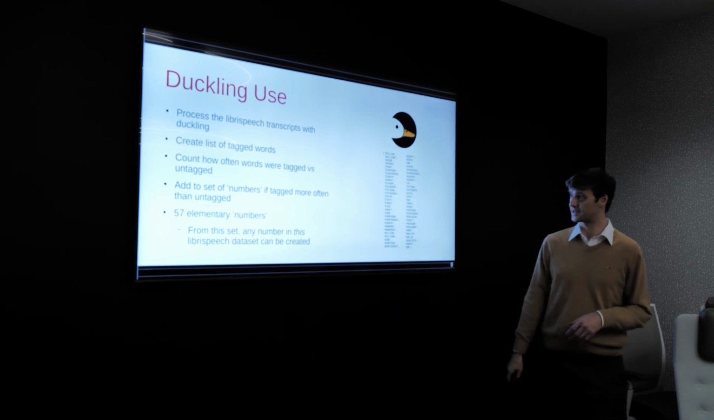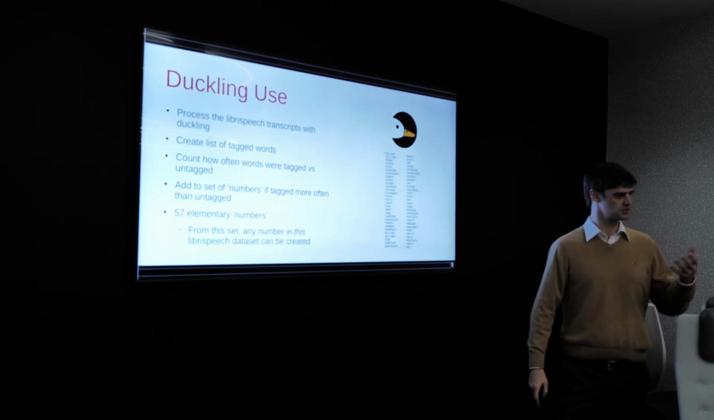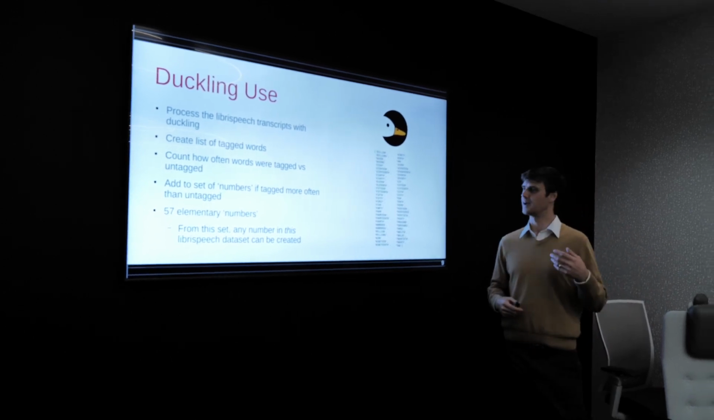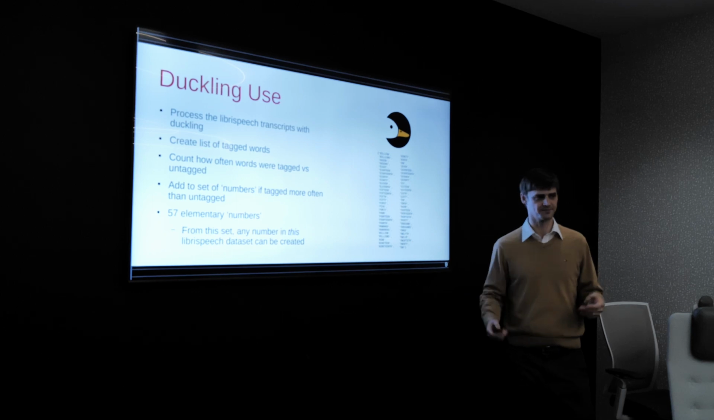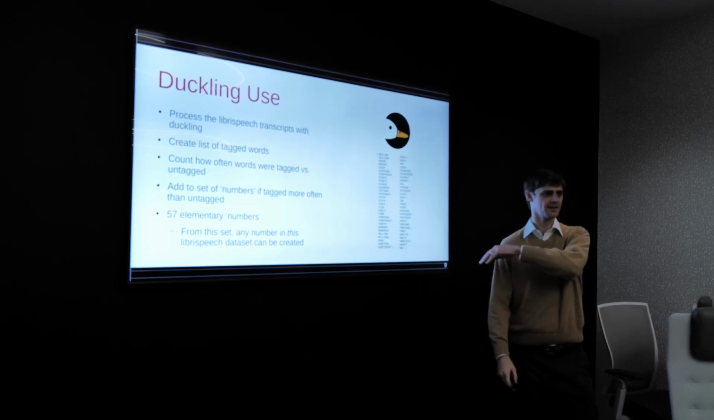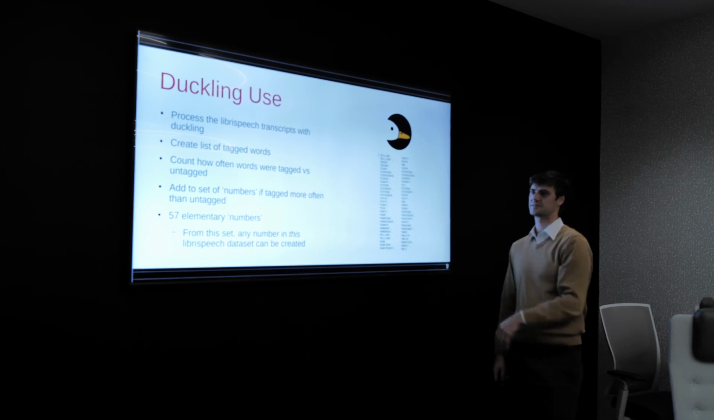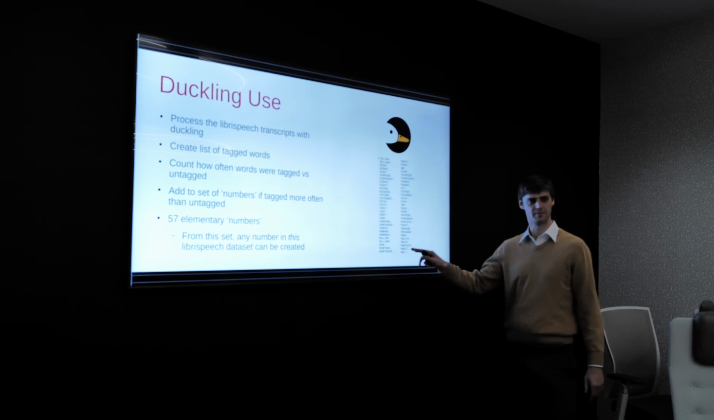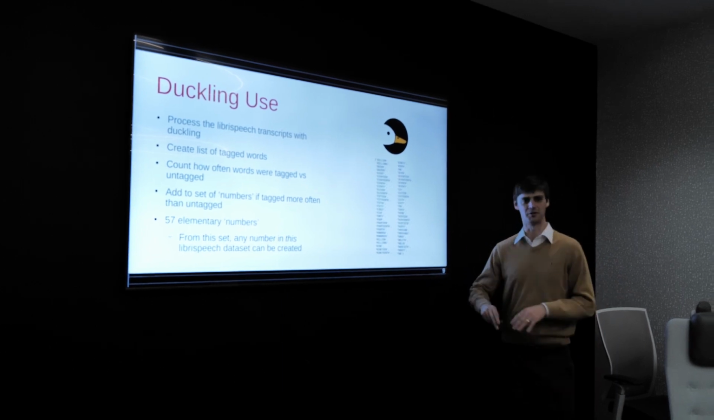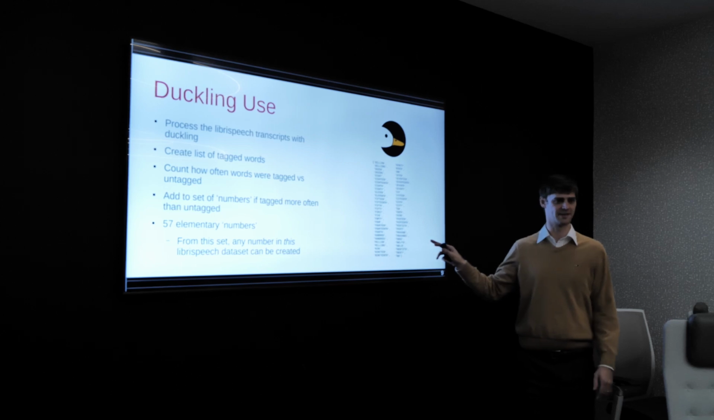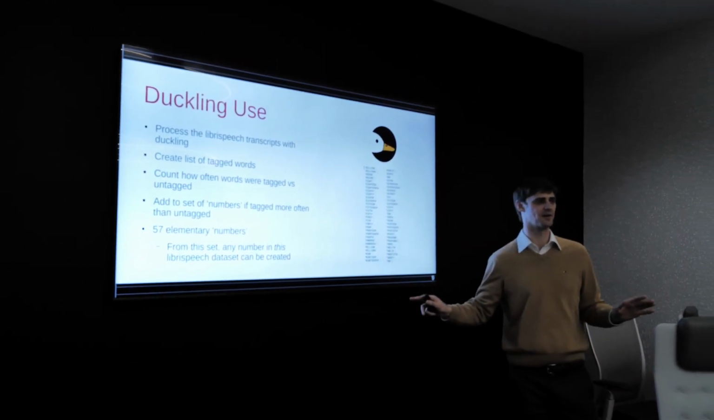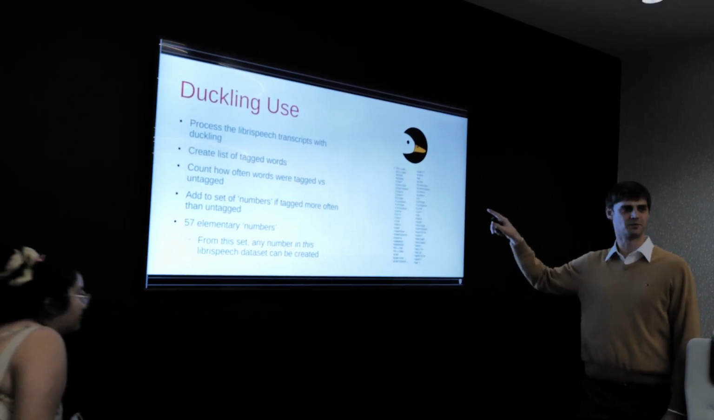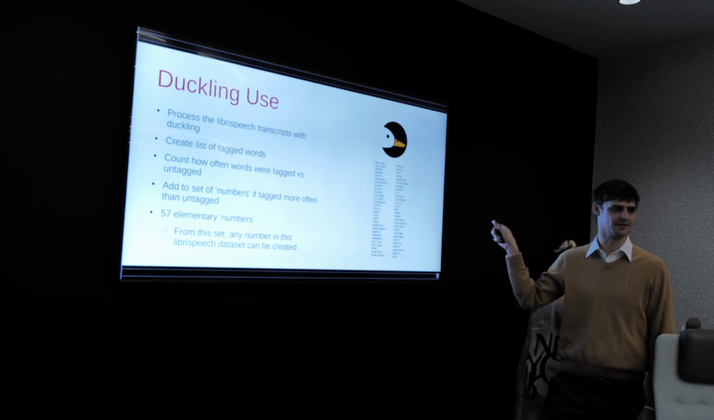So I processed the LibriSpeech dataset, created a list of tagged words, which includes cups of sugar, and then figured out how often they were tagged versus untagged, and then created a set of just numbers. I'm going to call these my elementary numbers. These are 57 words that will form any number in my data set. From this, I can construct any number that exists in that data set. You'll notice there's no trillion here because they don't say trillion anywhere in the 1,000 hours of dialogue. But if I said 187, you can find 187 in that list.